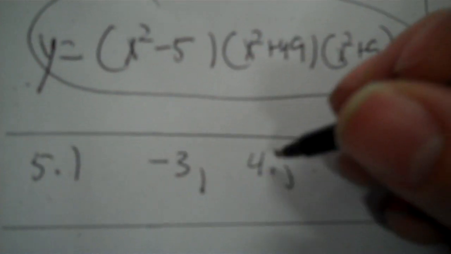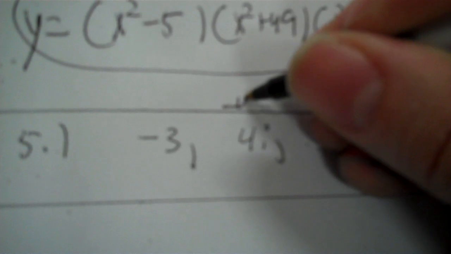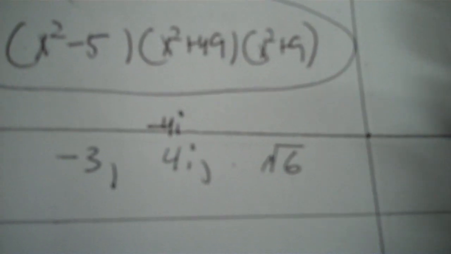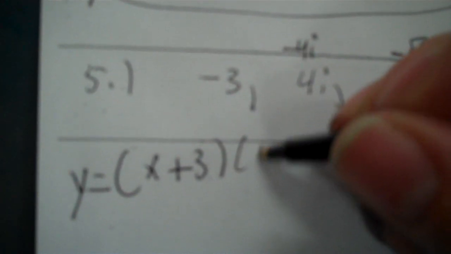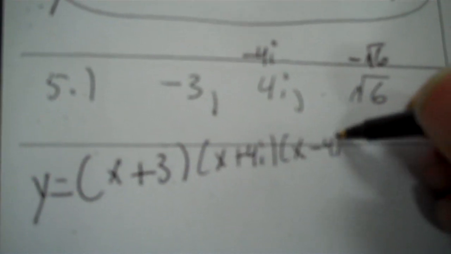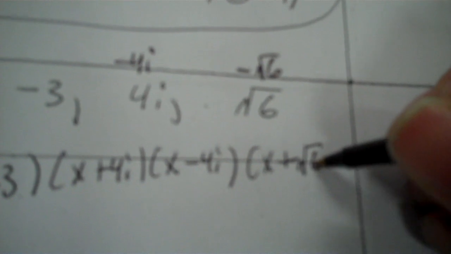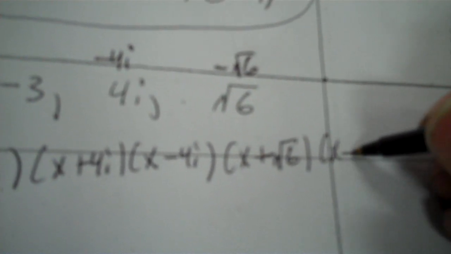Okay, number 5, negative 3, no i, no radical. 4i is an i, so negative 4i. Radical 6 would be negative radical 6. So I start with 5 factors, x minus and then plus 3, x plus 4i, x minus 4i, x minus and then plus square root of 6, x minus square root of 6.